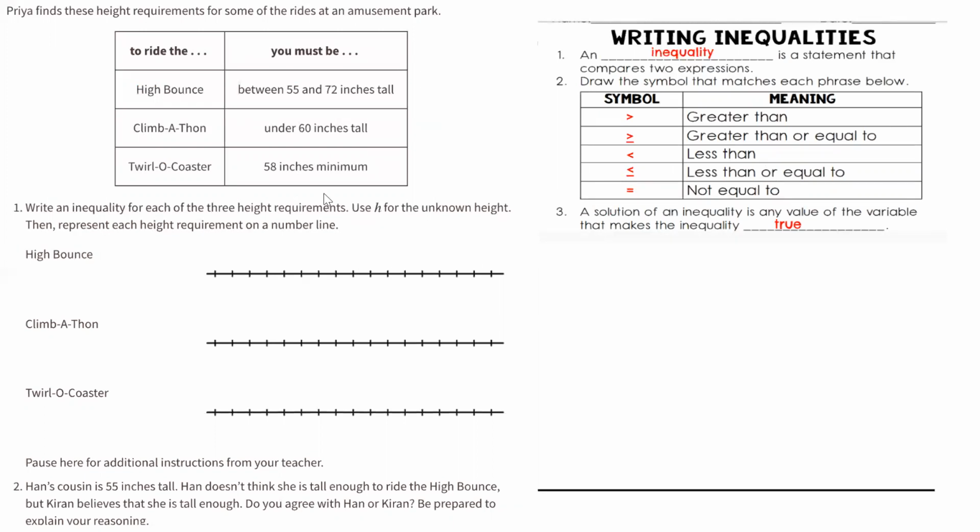Now there's 3 rides we're going to be looking at. For the high bounce, you must be between 55 and 72 inches tall. So you cannot be shorter than 55, but you cannot be taller than 72. For climb-a-thon, you must be under 60 inches tall. Then for twirl-a-coaster, you must be 58 inches minimum. So for each one of those 3 rides, we're going to write an inequality and then use the variable h for the unknown height, and then we're going to represent each of the heights on a number line.